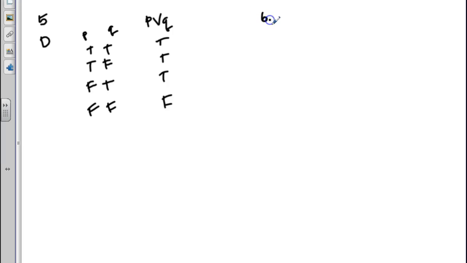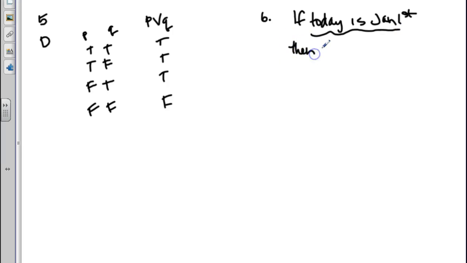Number 6, identify the conclusion of the statement, Sue will watch the Rose Bowl game if today is January 1st. We want the conclusion. This is actually written backwards. If today is January 1st is the hypothesis, this part right here, then Sue will watch the Rose Bowl. So Sue will watch the Rose Bowl is the conclusion. So C is the correct answer, number 6.